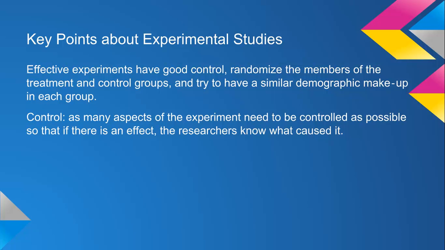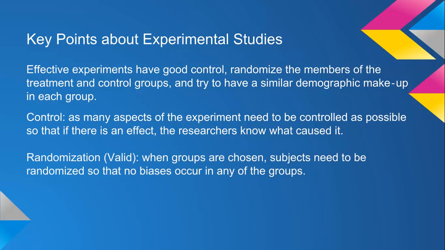And the control that they want to do: as many of the aspects of the experiment need to be controlled as possible, so researchers know what caused it. So that's one of the key things in experimental studies, this element of control. There's also this element of randomization.